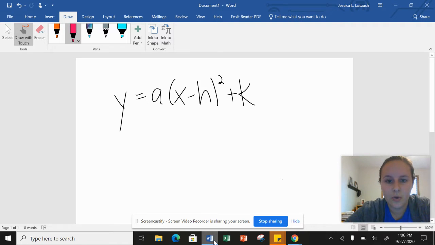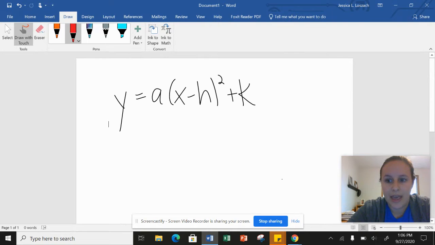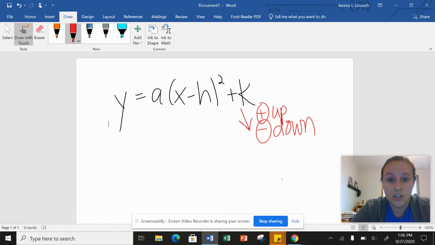Okay, so here's the equation of a parabola, and here's what each thing does. So when you add something outside of the parentheses, when it's positive, that means that it's gone up, and when it's negative, that means that it's gone down. Our h, when it's positive, it goes to the left. When it's negative, it goes to the right.